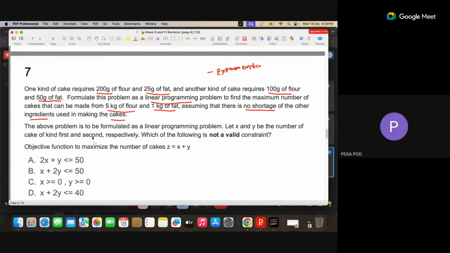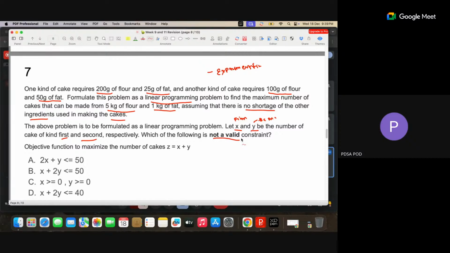The above problem is to be formulated as a linear programming model. Let X and Y be the number of cakes of the first and second kind. So X is the first kind of cake, and Y is the second kind of cake. Which of the following is not a valid constraint? Constraint means checking conditions like less than, greater than, or equal to something.